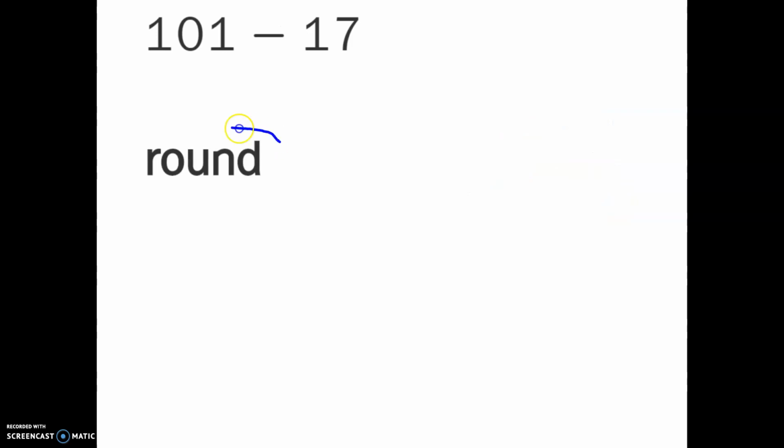Today we're going to work on the word round. If I say let's round a number, then we're going to try to take that number to the nearest 10 or the nearest 100. That's something that we're going to work on today.